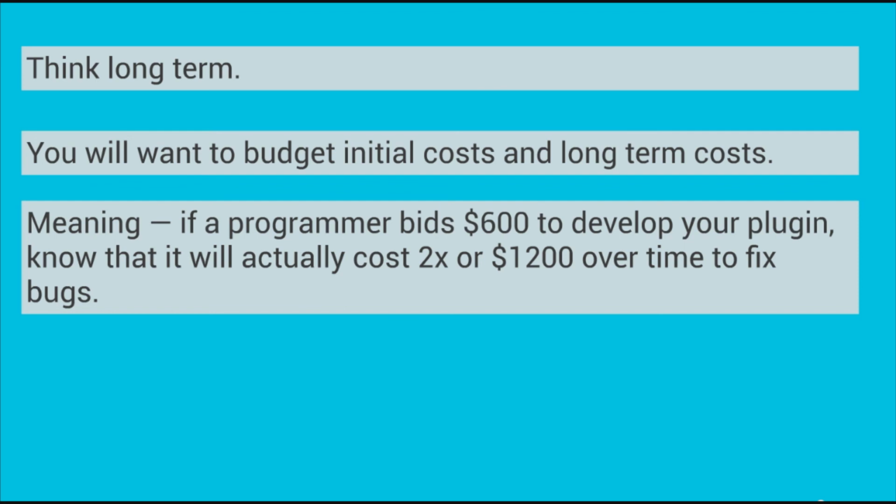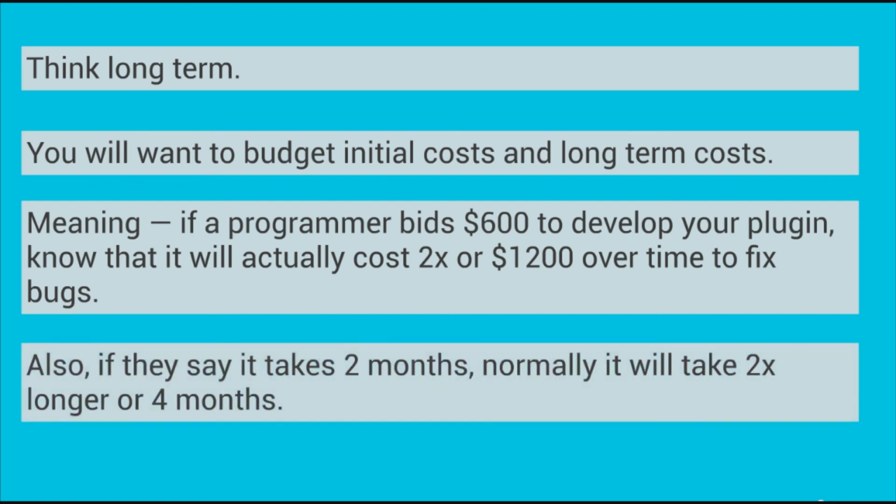Yes, it might be $600 for the initial, but there are going to be bugs and it's going to take time. Also, if they say, oh, it's going to take 2 months, normally, yes, it might take 2 months for them, but there are bugs and they're going to have to work with you to make it work. So normally I double that or even triple that amount. Sometimes it takes 4 months. Sometimes it takes triple the amount, which is 6 months. So just keep that in mind as far as budgeting goes.